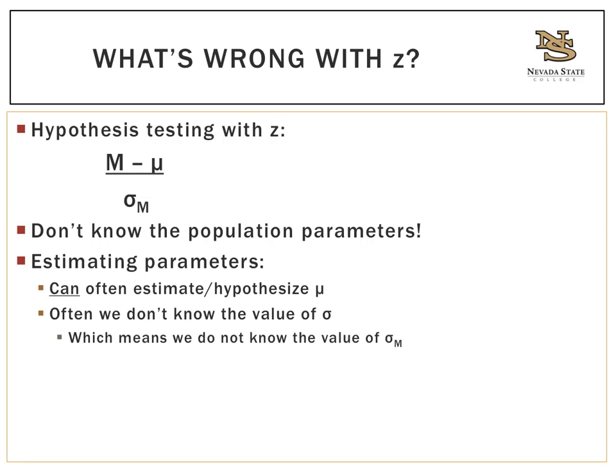So again, we don't know the value of our standard deviation, so we can't calculate the value of our standard error, which means we can't calculate a Z-score. So we need to calculate something else.